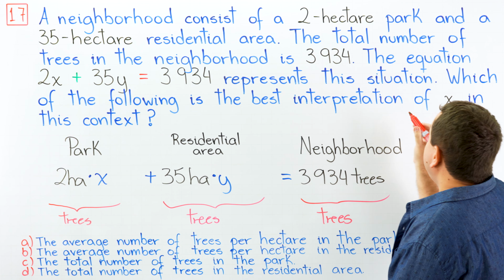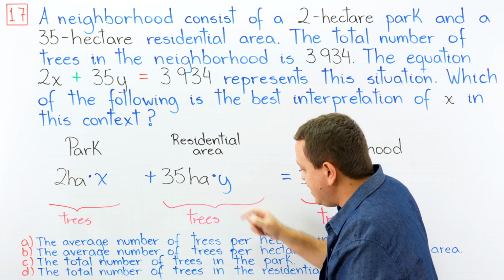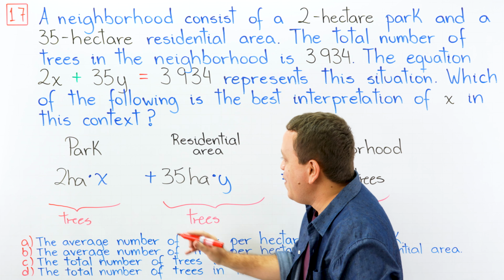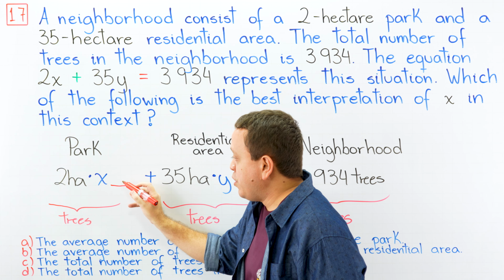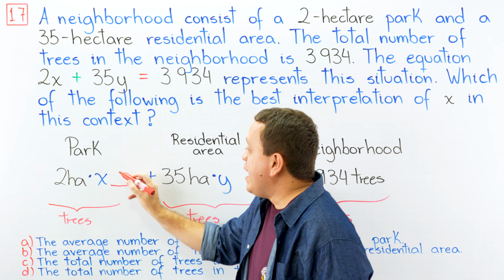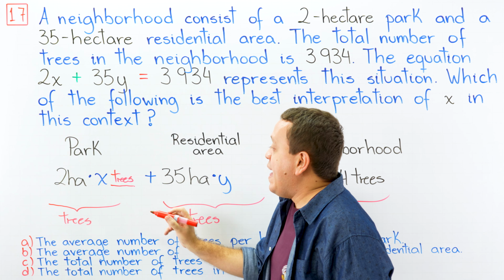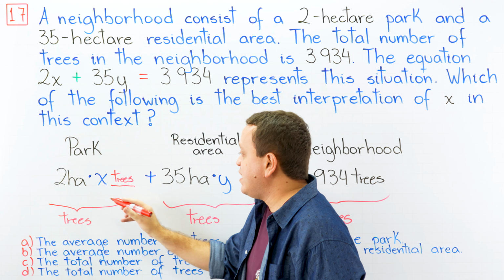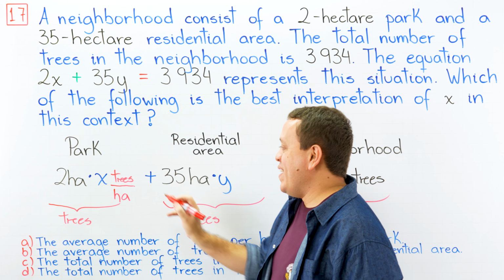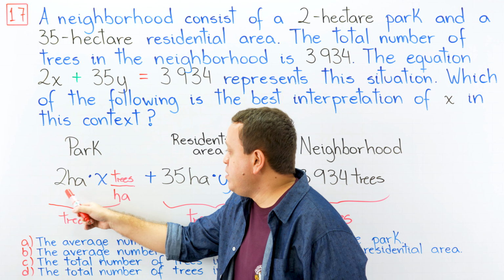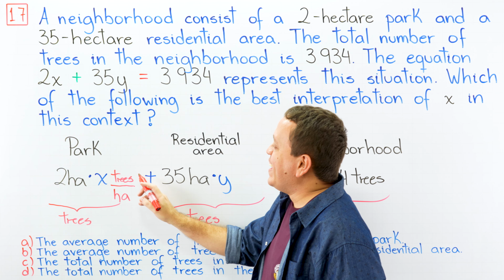The problem is asking for the best interpretation of x in this context. X is over here, so we are going to focus on the units of x. The units of this product are trees. Therefore, x must include trees on the numerator. And then we want to cancel out hectares, so we are going to include hectares on the denominator of x. In that way, when we multiply these two quantities, we can cancel hectares with hectares, and we got trees.